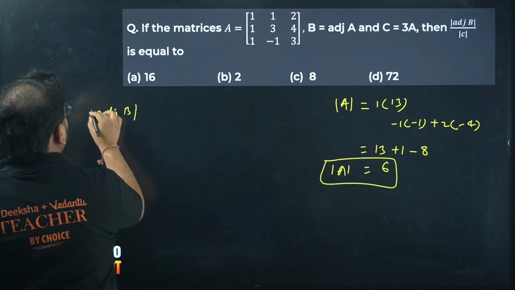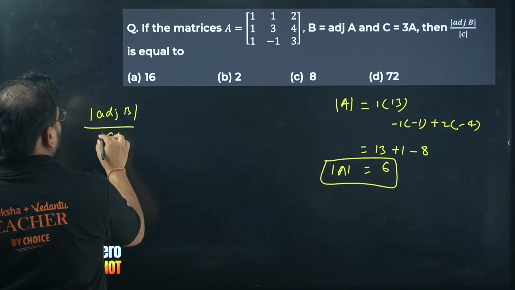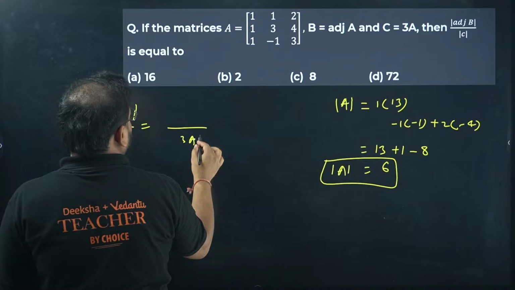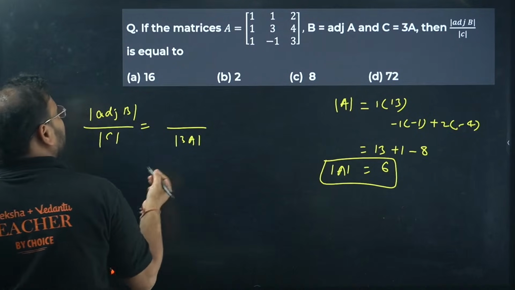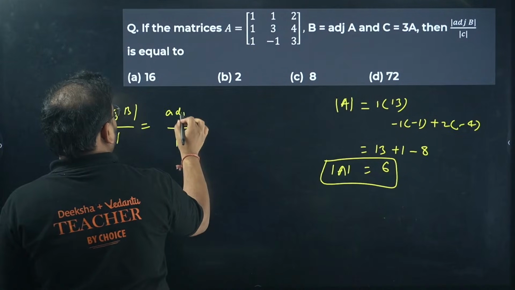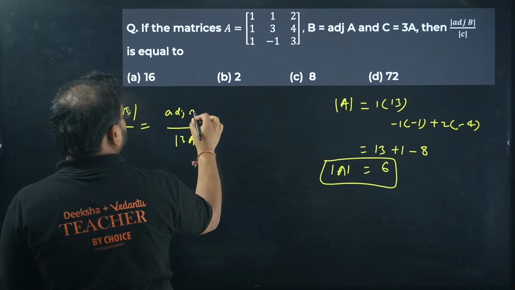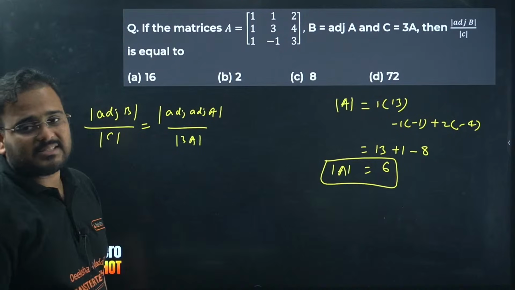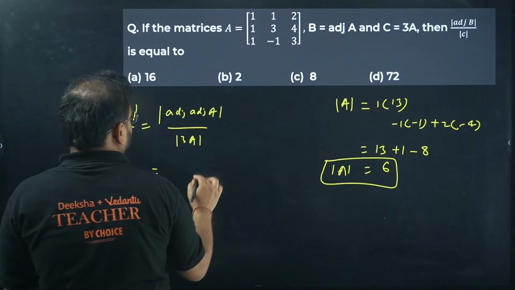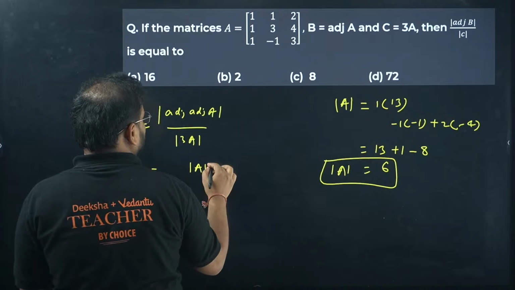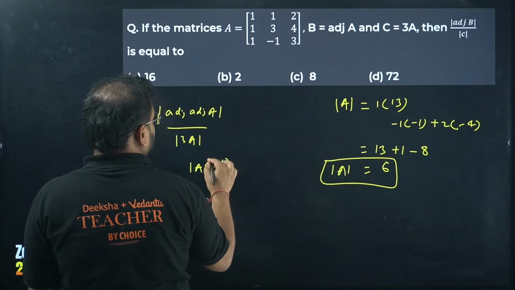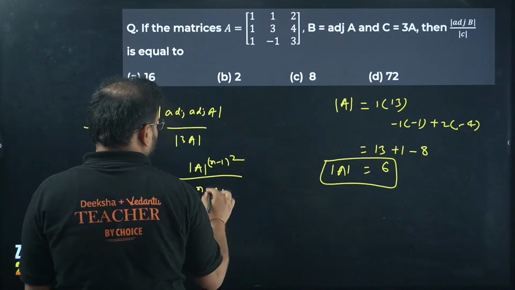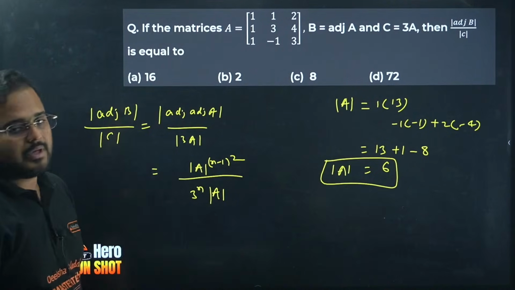What are they asking? Adjoint of B determinant divided by determinant of C. C is 3A. So 3A determinant. Adjoint of B, and B is adjoint A. Am I right? This is what they're asking us. Using properties, the numerator will become determinant of A power n minus 1 whole power 2. Over here we'll have 3 power n determinant of A.